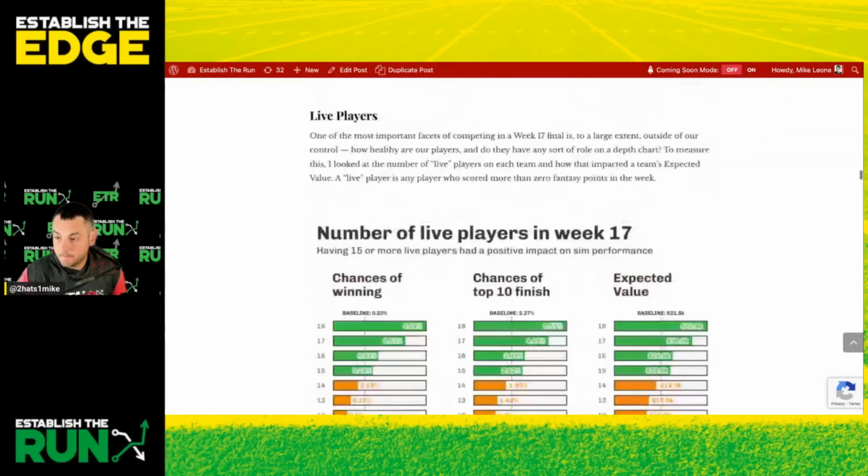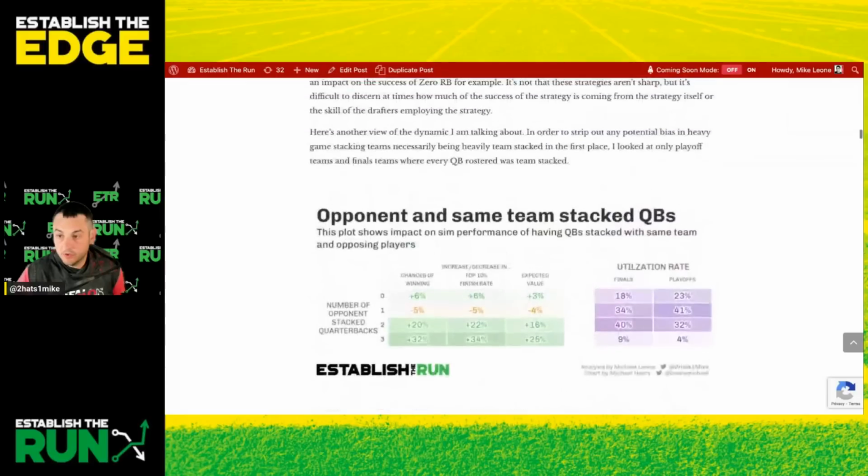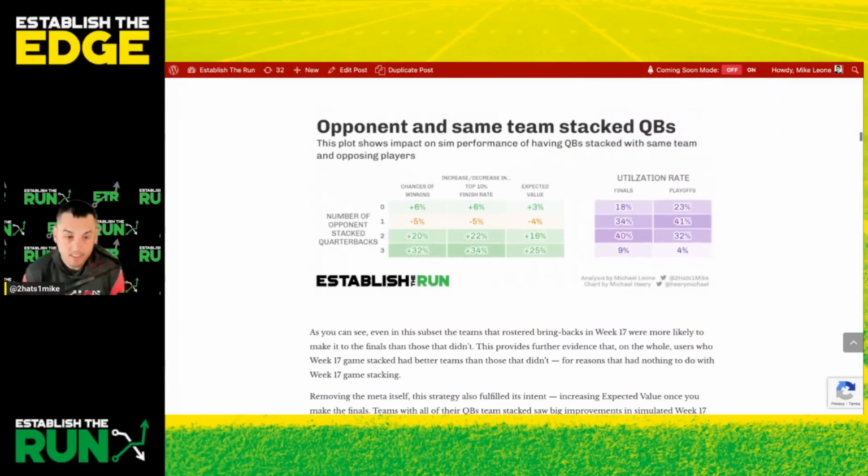But basically, what I found is if you looked at teams that made the playoffs in Best Ball Mania 4, just made the playoffs, not the regular season teams, and you compared them to the teams that made the finals.